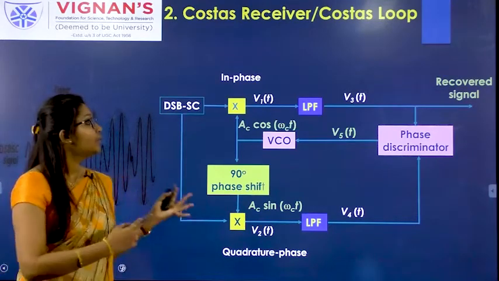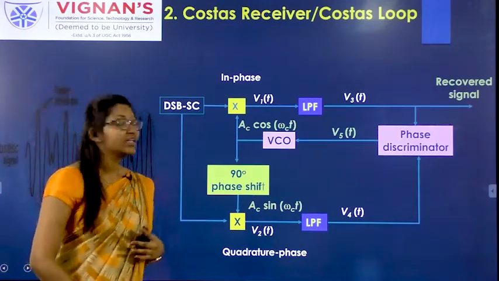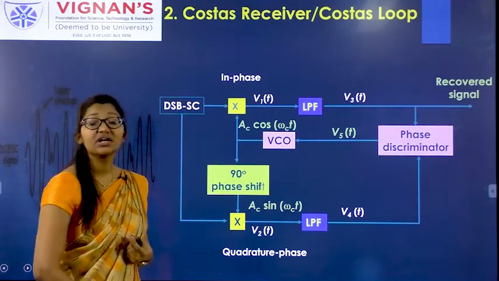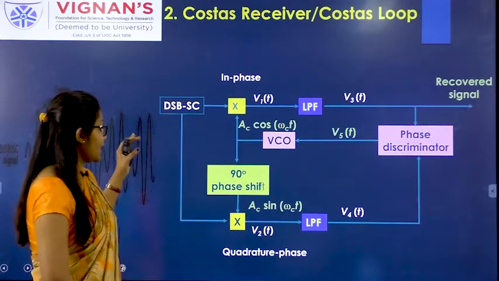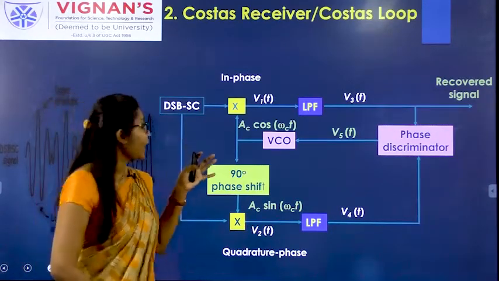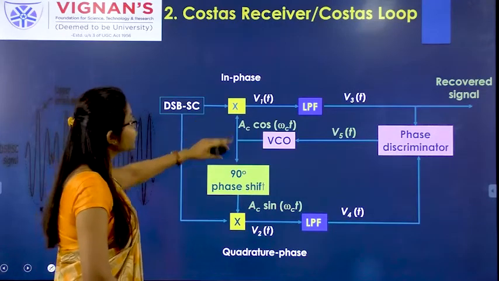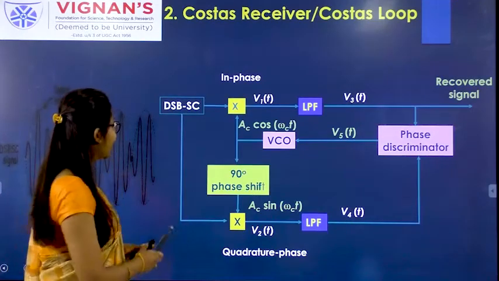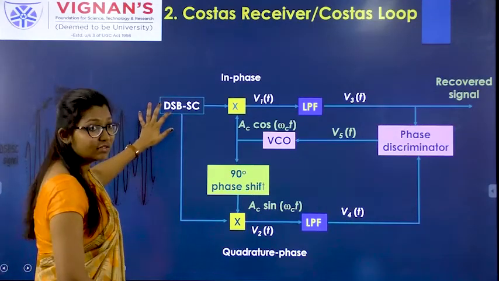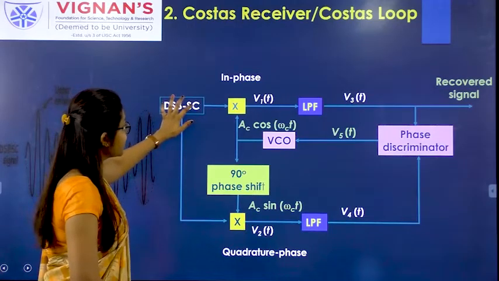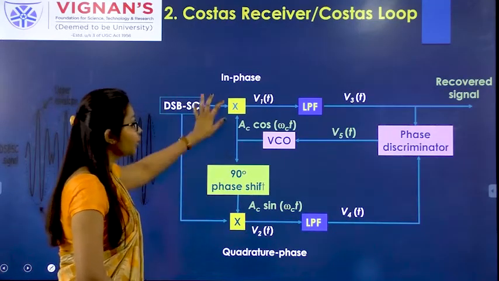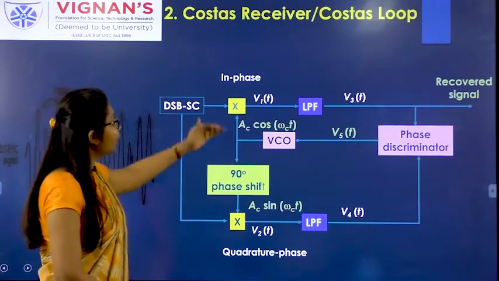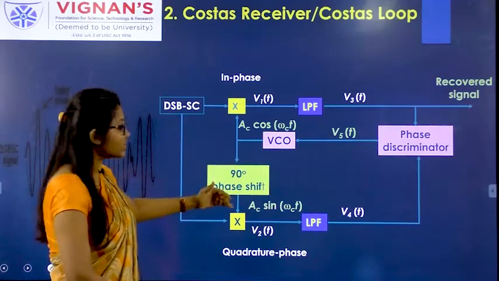To avoid that, we have designed one more technique with some effective blocks, that is the Costas receiver and Costas loop. So I will explain what the block diagram actually contains. There are two product modulators, nothing but two coherent detectors. This is the DSB-SC wave, DSB-SC signal. The DSB-SC signal is given to the two product modulators. The same coherent detector we have used, here also two coherent detectors we have taken.